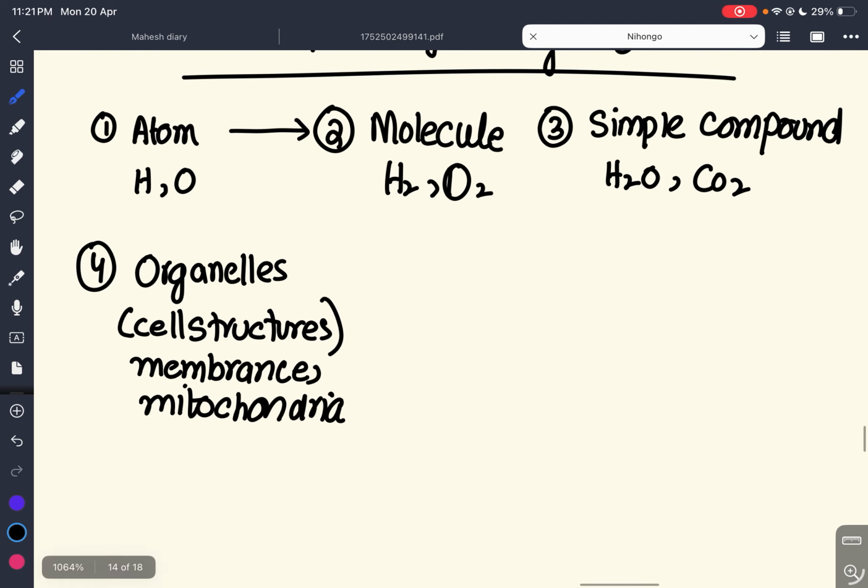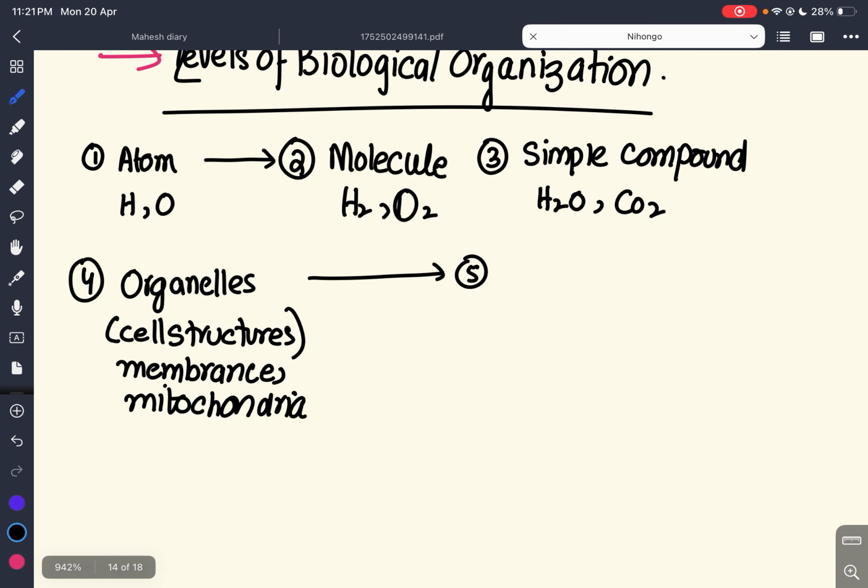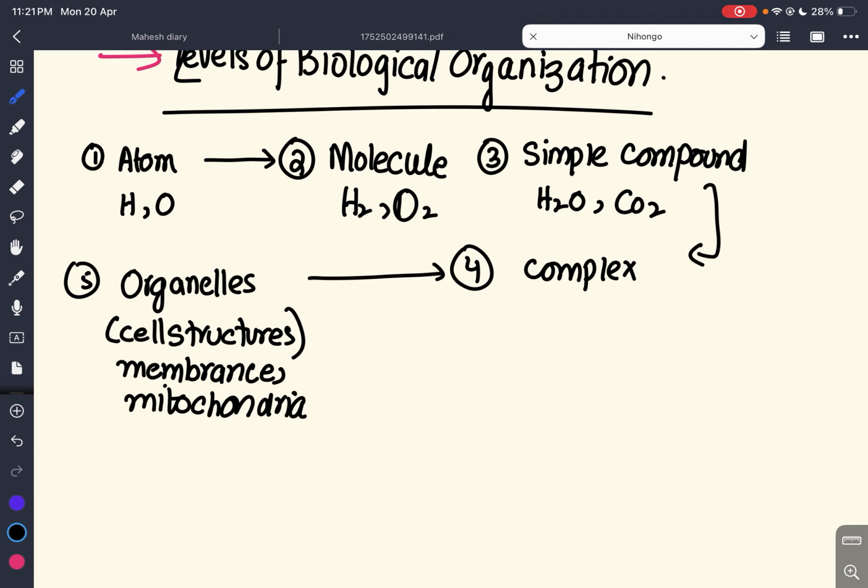Okay, and once we're done with the fourth part, we see the fifth level of organization, which is what? Sorry, I missed the fourth part. I overtook the fourth with the fifth. It's okay. This is the fifth one. The fourth one is actually the complex compound. Once you see that simple compound is made, you see a complex compound being formed, right?